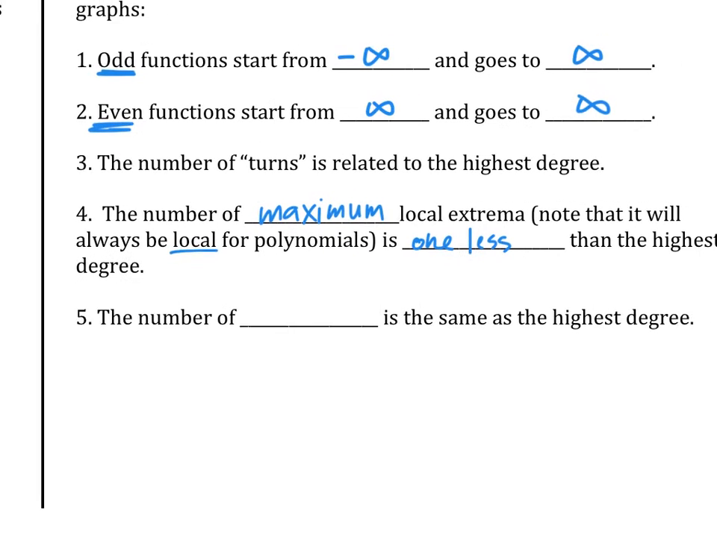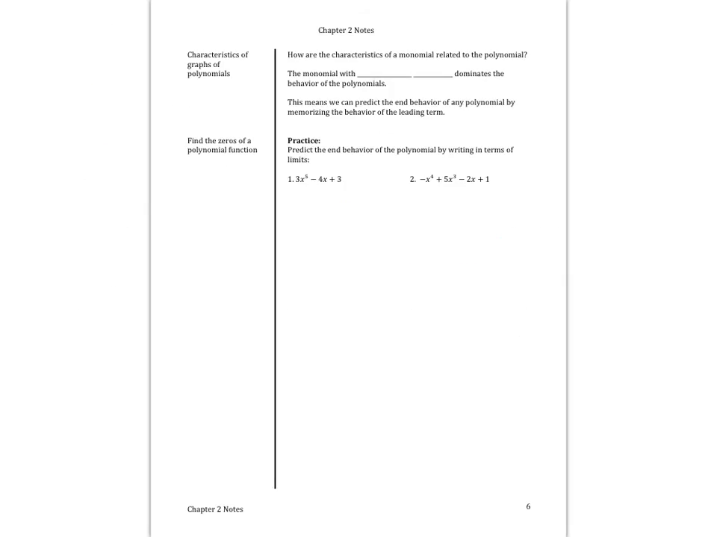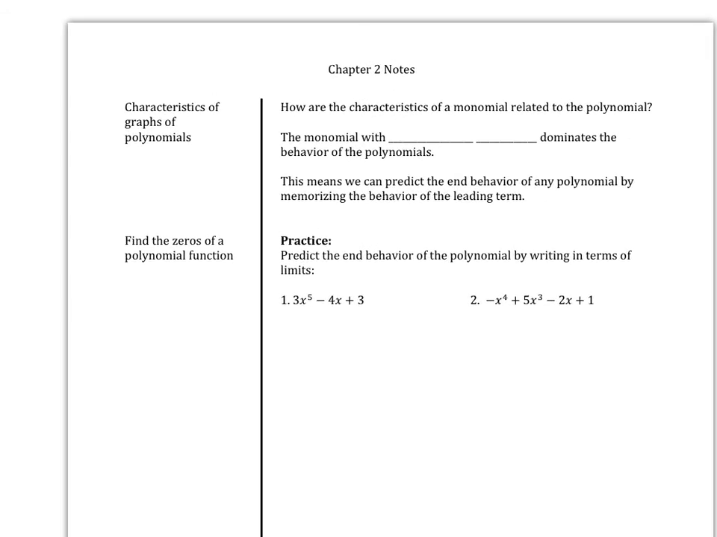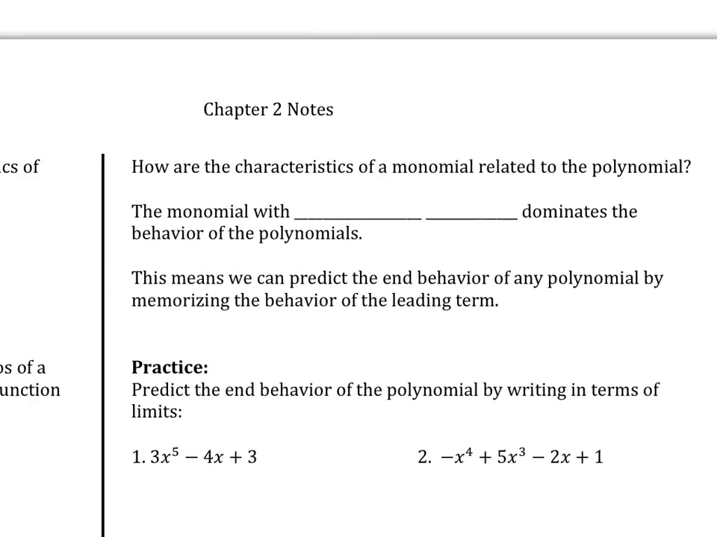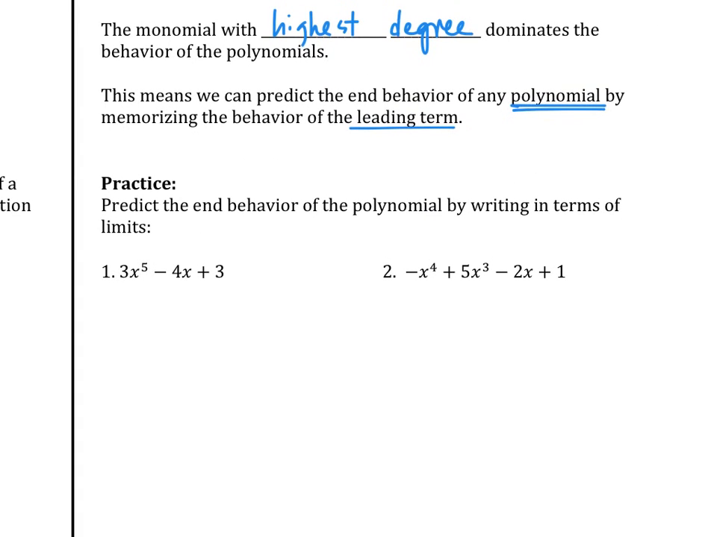And then we always know that the number of zeros is the same as the highest degree. Now, how is that related to a polynomial? Well, the monomial with the highest degree dominates the behavior of the polynomial. So that means we can actually predict the end behavior of any polynomial by memorizing the behavior of the leading term. Okay, so let's look at an example.